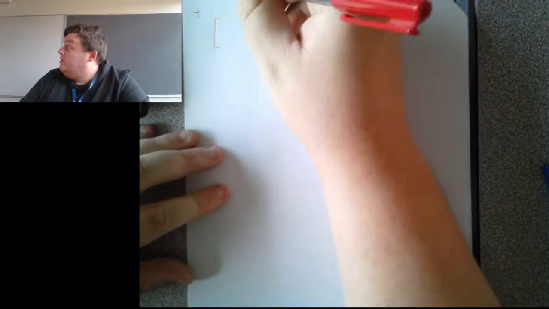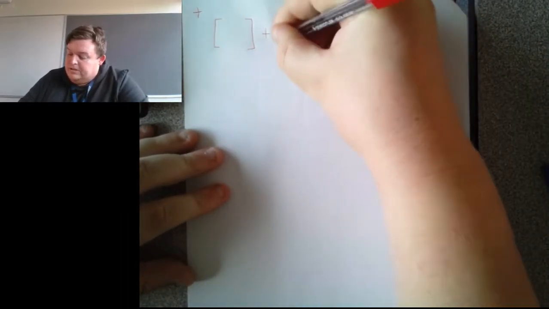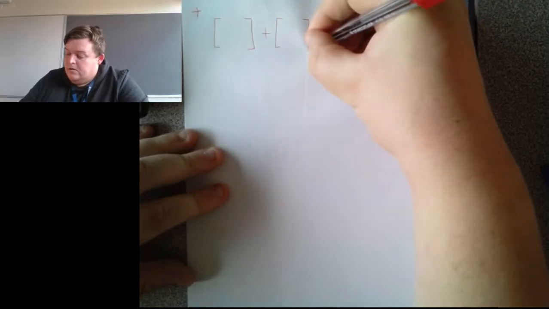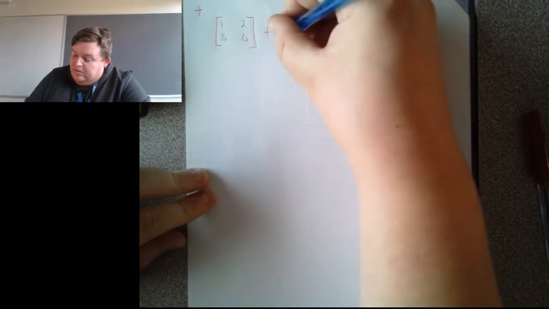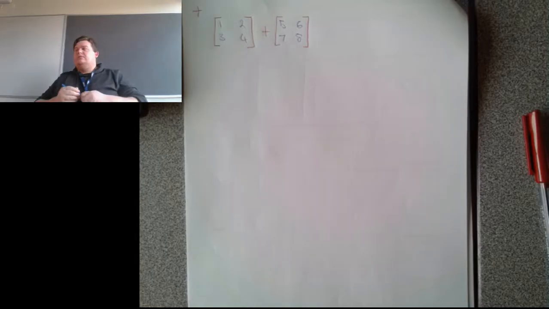Plussing matrices is exactly as easy as you hoped it would be. That's the best way to explain it. So if you have two matrices plus together, let's use the numbers 1, 2, 3, 4, 5, 6, 7, 8. Let's say I want to plus those two matrices together.